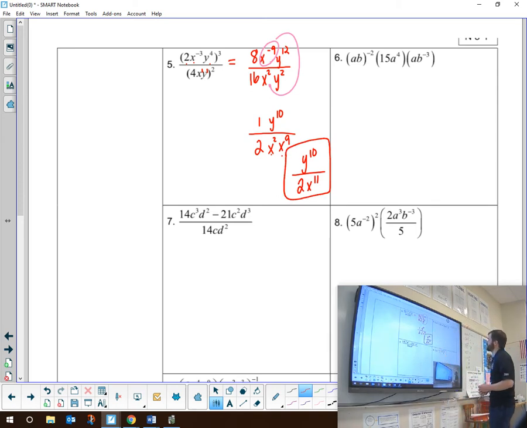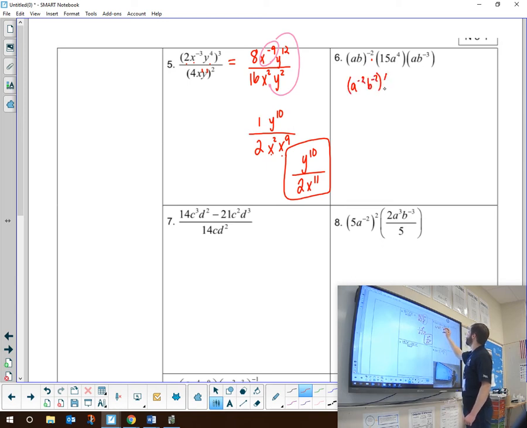All right, let's take a look at number 6. Number 6, we have a lot going on here. We're going to start off by distributing this negative 2. So this is going to be a to the negative 2 and b to the negative 2. And now I need to multiply these all together. Okay? And we're going to wait to throw those negatives into the denominator until we get everything combined. Okay, so let's multiply these together.